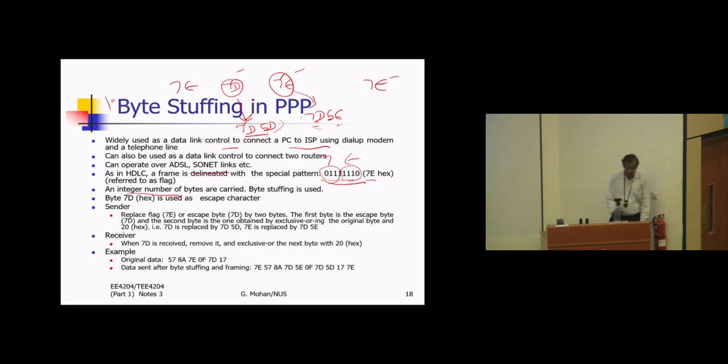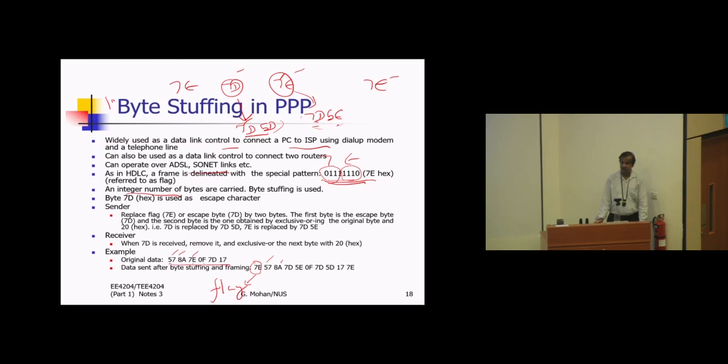Now look at this example. Let's say this is the original data which we want to send: 57, 8A, 7E. These are all bytes; I put them in hex notation. So what is the actual data sent by the sending adapter is this. First, it will send the flag, 7E. Then the first byte 57 is sent, 8A is sent, then 7E.